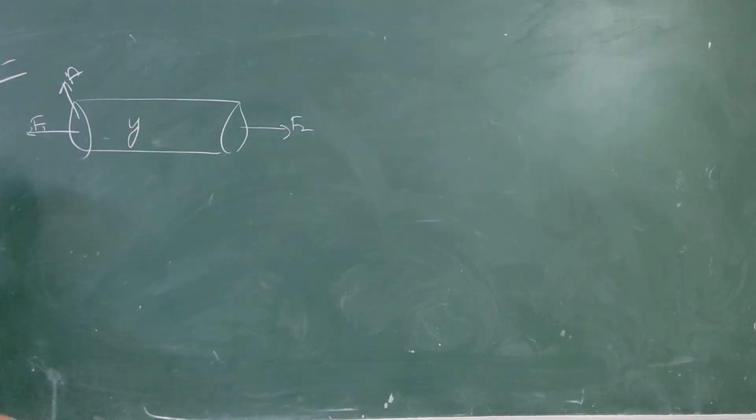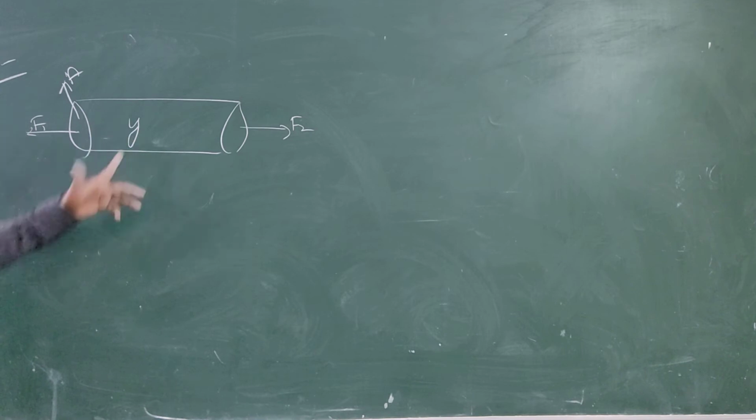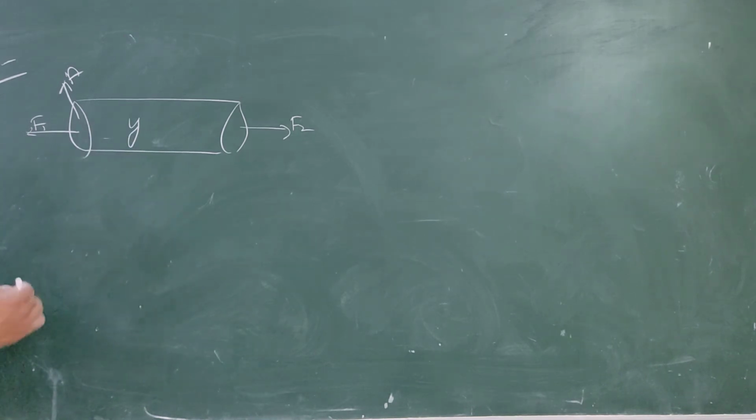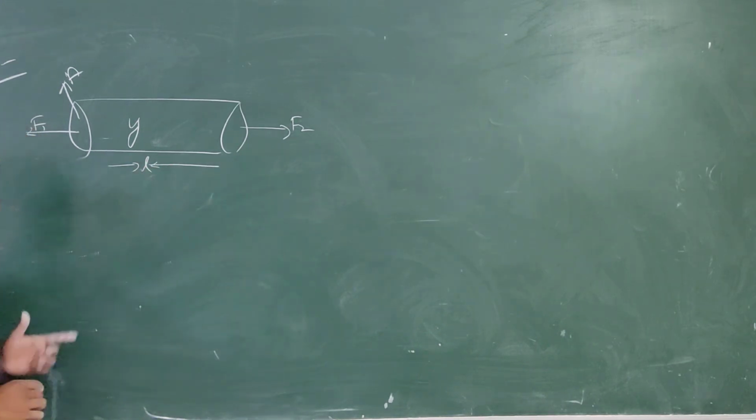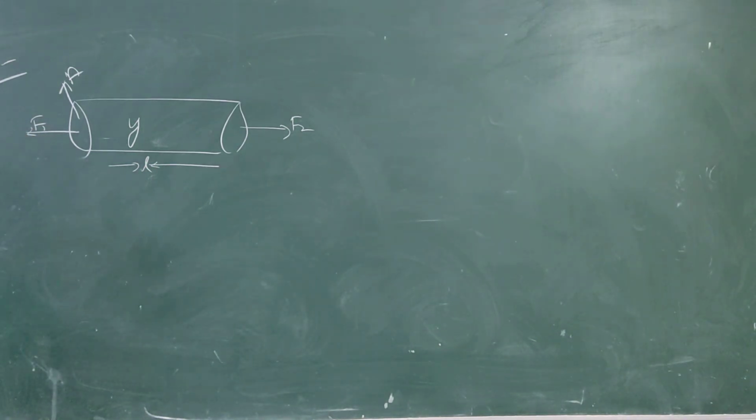The Young's modulus of the wire or rod is Y. The initial length of the rod is L. Find the change in length.